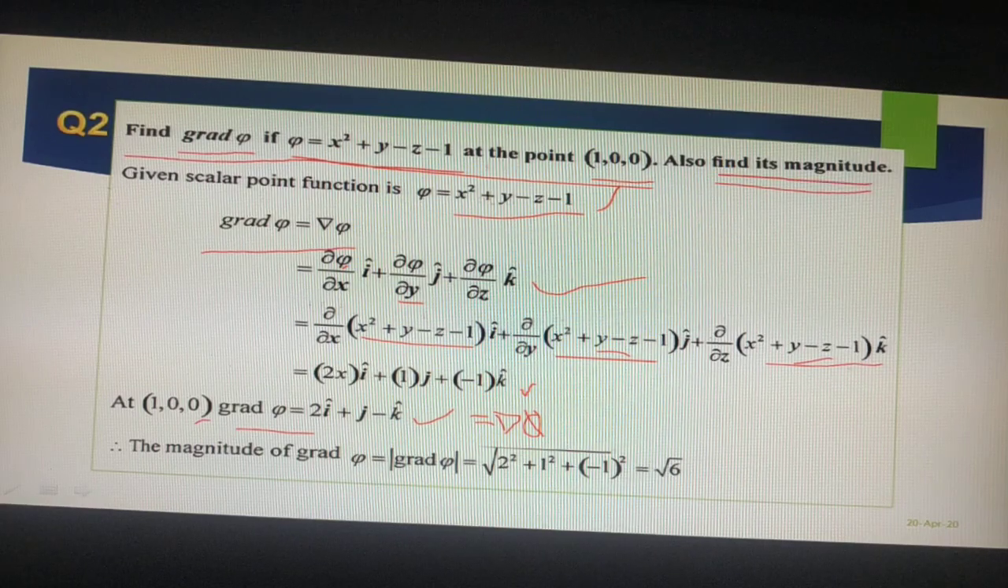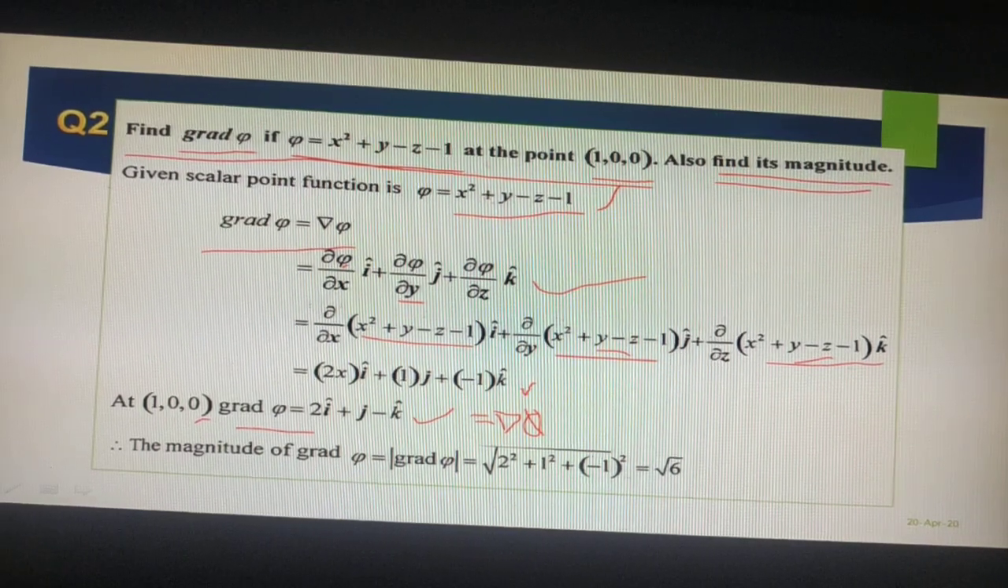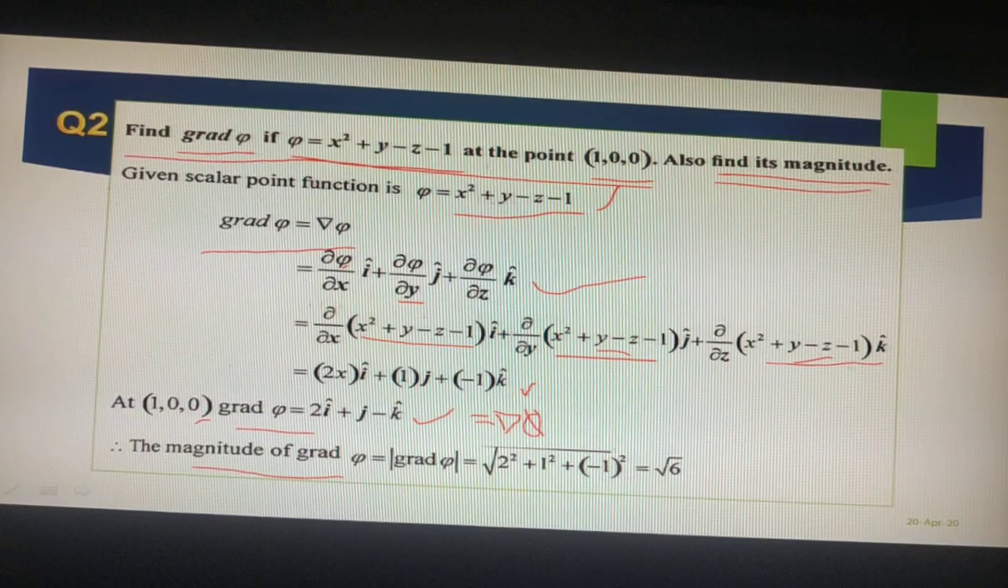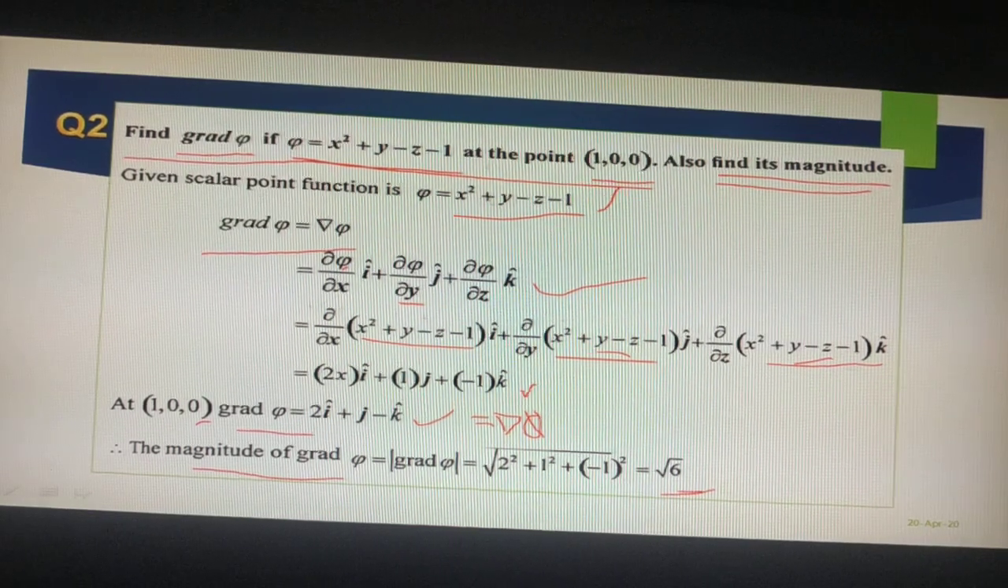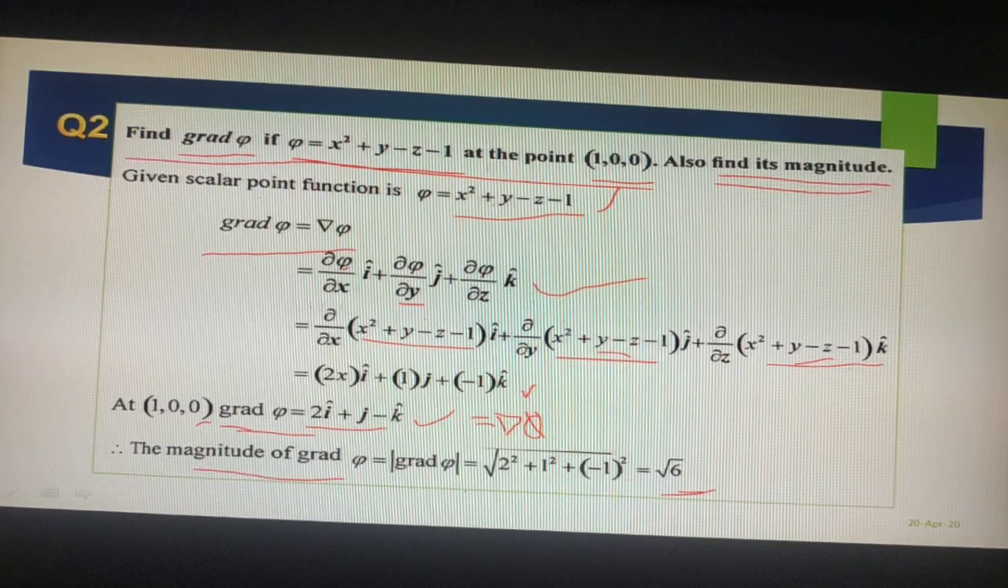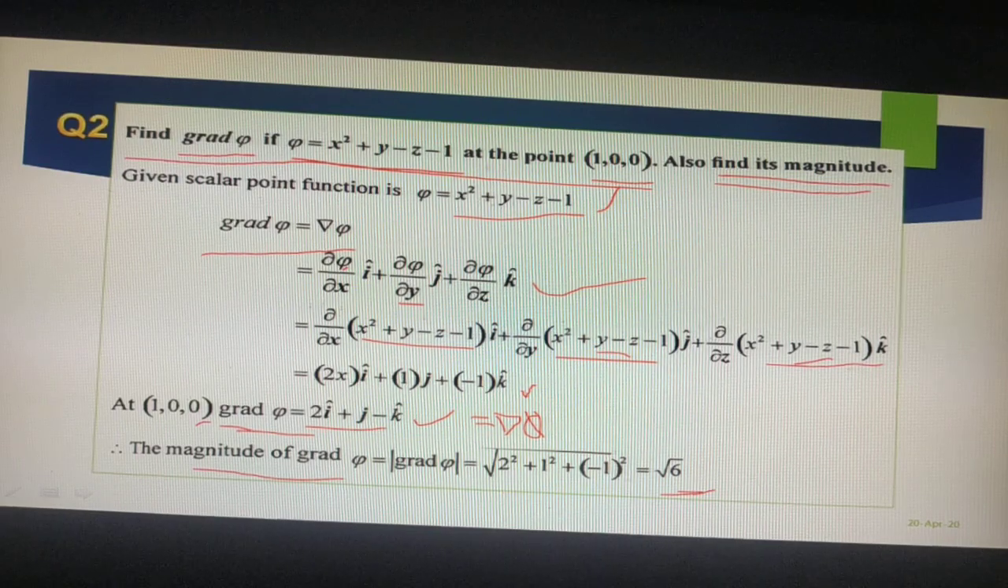Also we need to find its magnitude. So how do we get the magnitude? Magnitude is nothing but the modulus of grad phi. So under root of 2 squared plus 1 squared plus minus 1 whole squared, that is root 6. They ask you the magnitude of grad phi. Already we have grad phi as a vector, and for a vector, the magnitude is the modulus of that vector. So we got it directly.